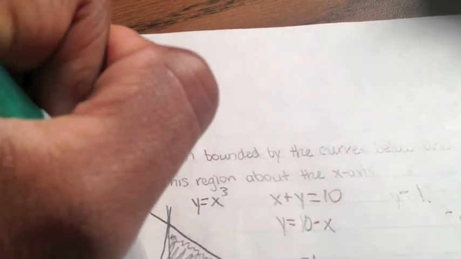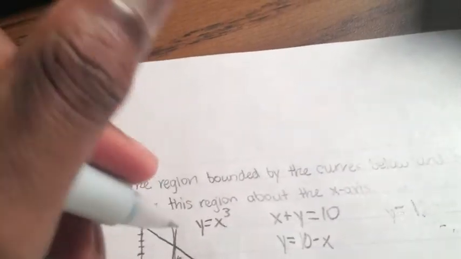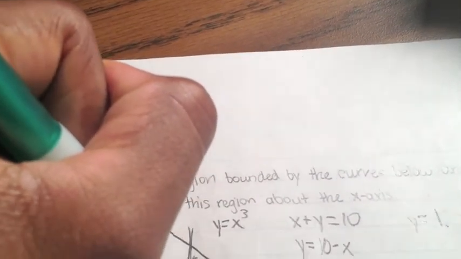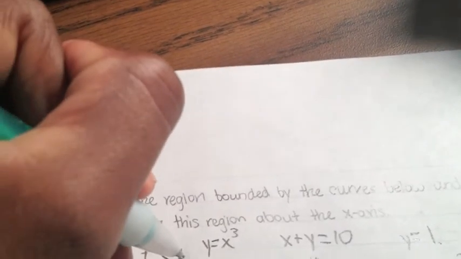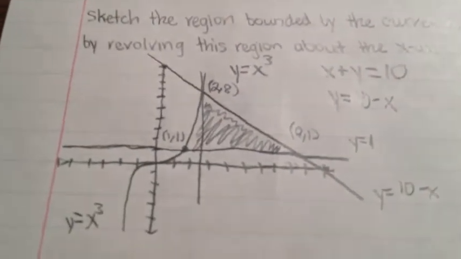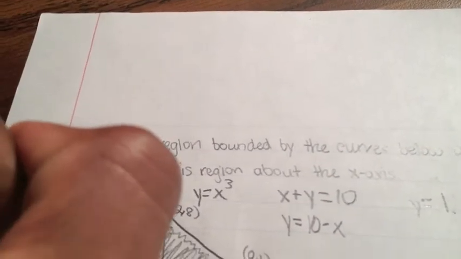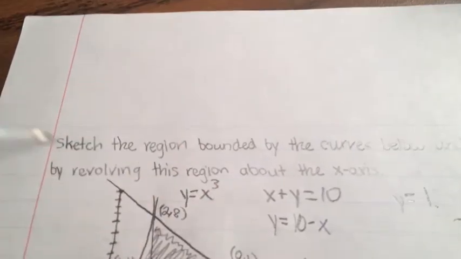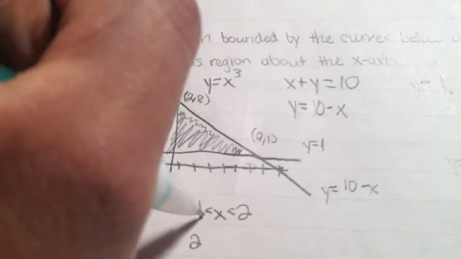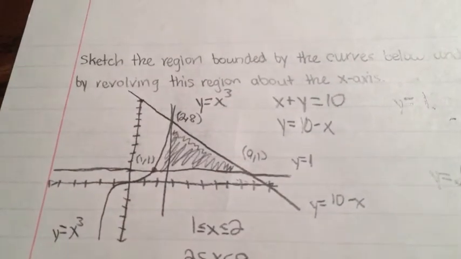And so this is from precalculus: y equals 1 and y equals x cubed intersect at (1, 1). And these intersect at (2, 8). And this one, these intersect again also at (9, 1). So these are my endpoints. So my two intervals are going to be from 1 to 2 and from 2 to 9.